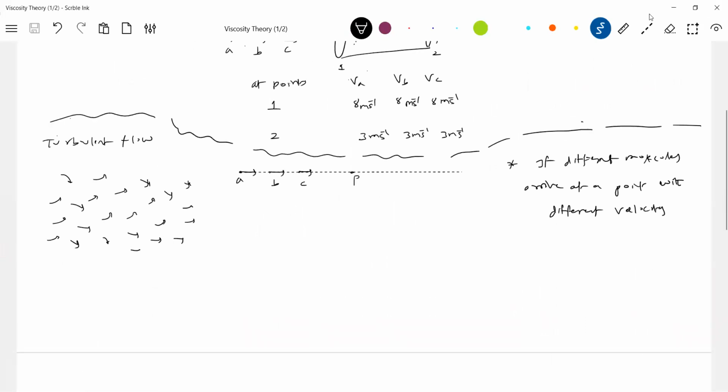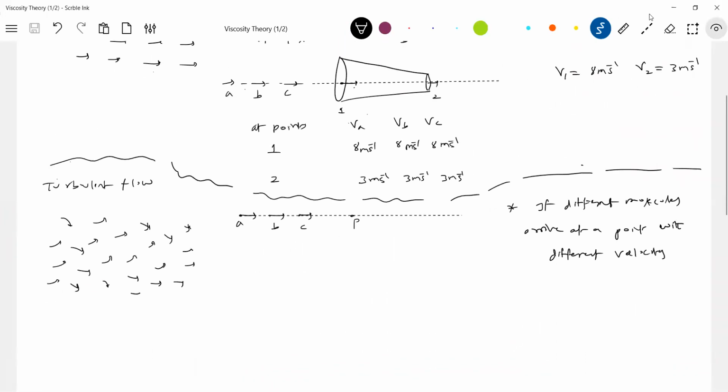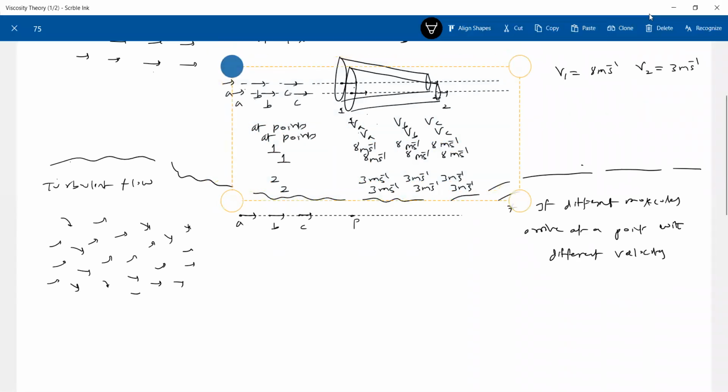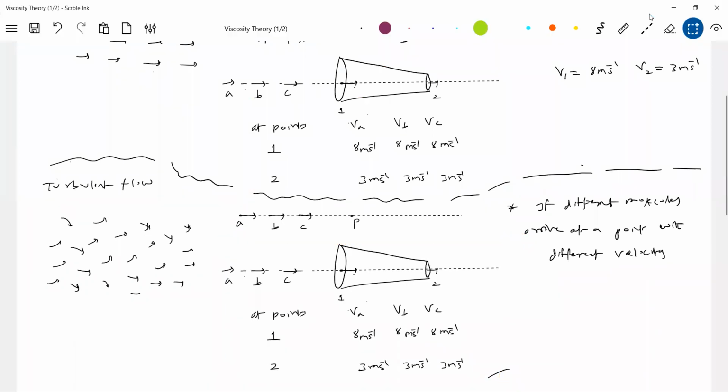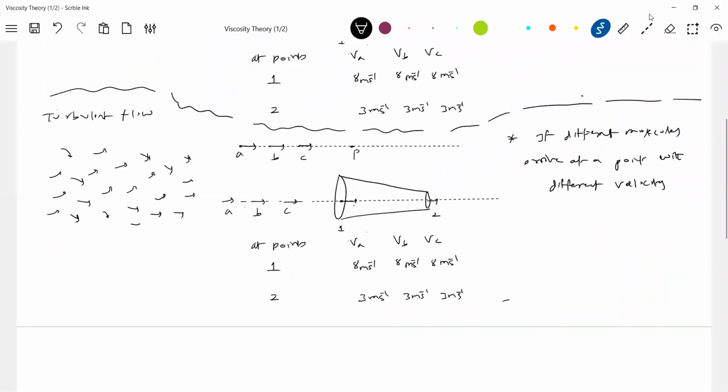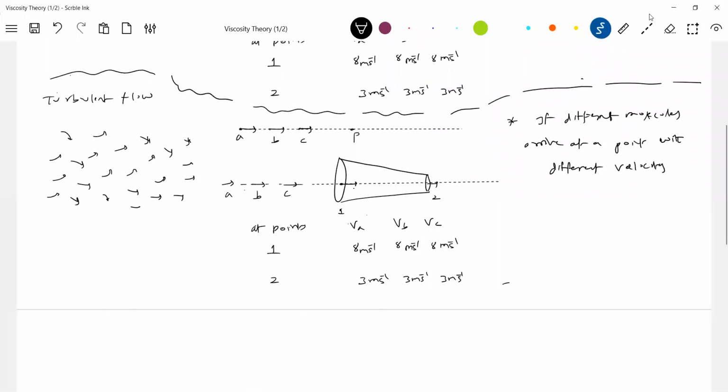Okay, now sir, can you explain similarly for turbulent flow what actually happens? We'll copy this and put it here. In turbulent flow, when particle 1 arrives, it may have 8, this may have 9, this may have, say, 6. Anything like that. Here it will have 3, this will be, say, 2.